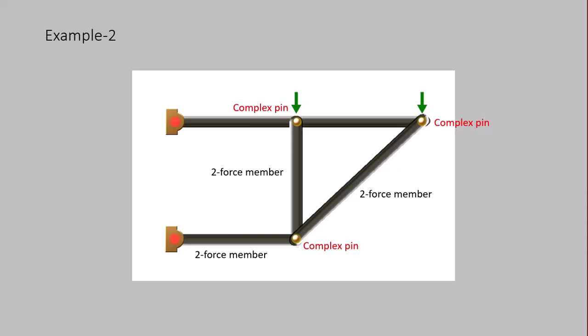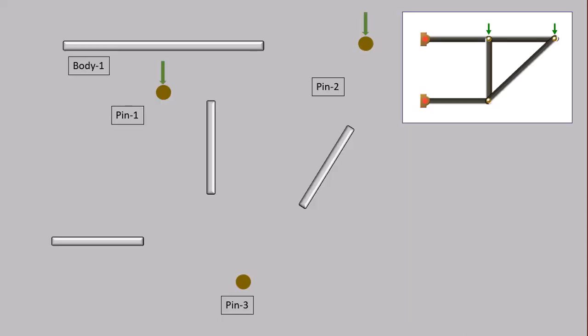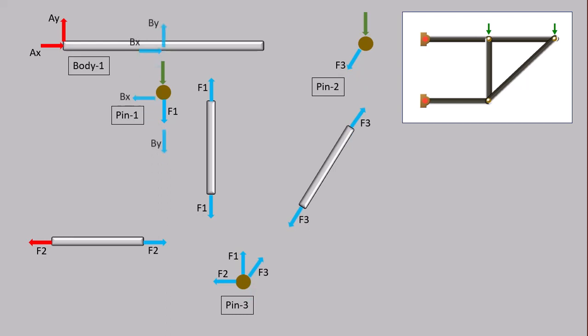Second example, the free body diagrams: pin support, the bottom 2 force member, vertical 2 force member, inclined 2 force member, the connection at the middle pin, the forces at the middle pin on the top bar, and the right pin.